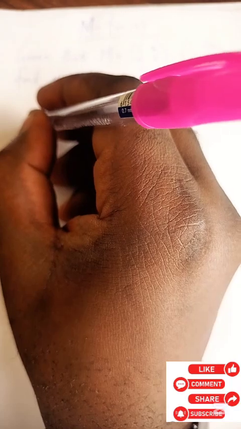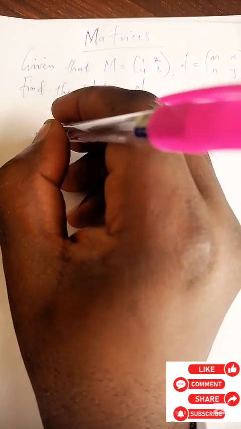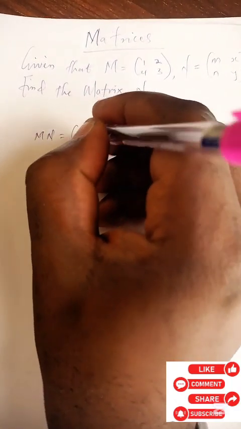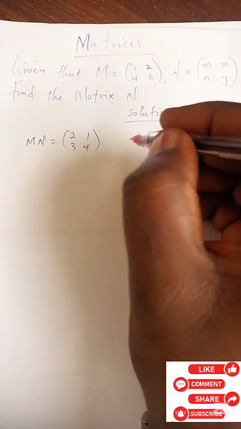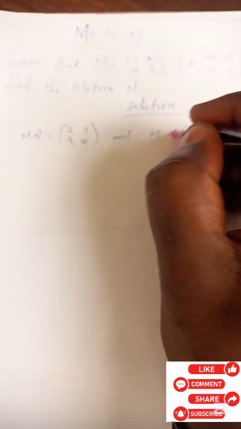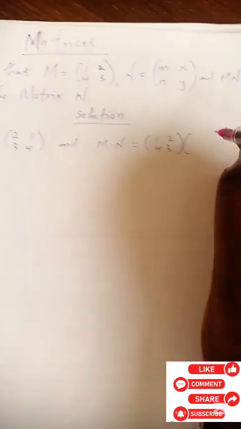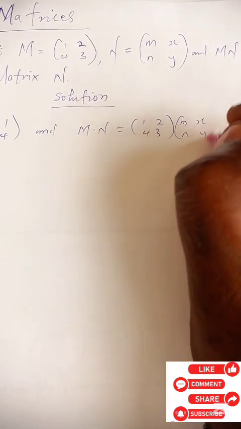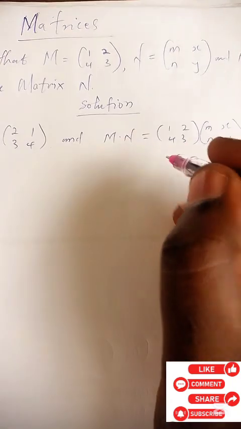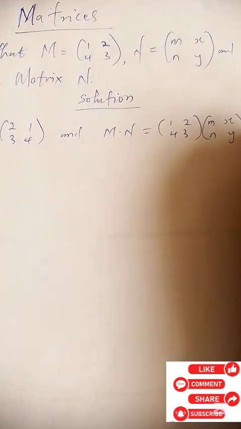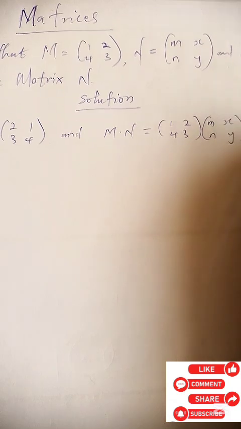Okay, so bringing the matrix M, N, it is equal to (2, 1; 3, 4), and equate it with M N, which is (1, 2; 4, 3) and (m, x; n, y). You can carry out this multiplication, hence this will be equal to (2, 1; 3, 4). So let's carry out the matrix multiplication of this value here.